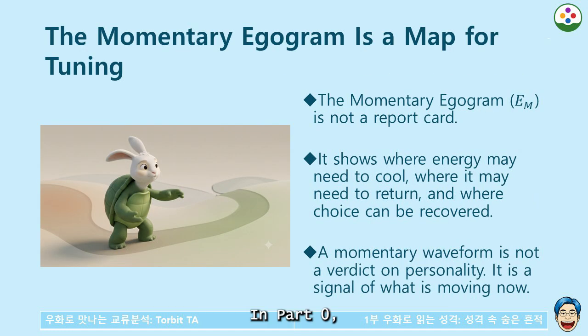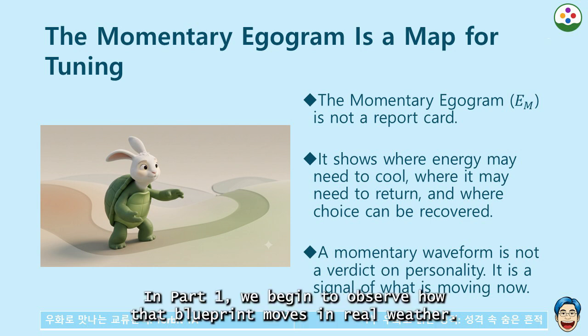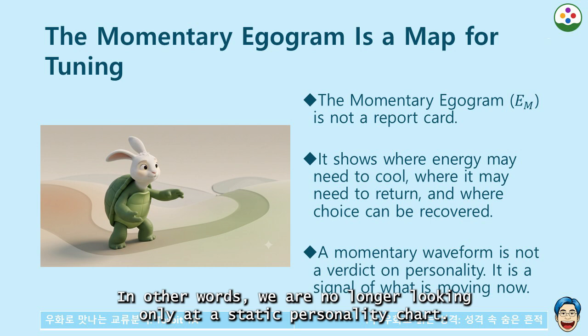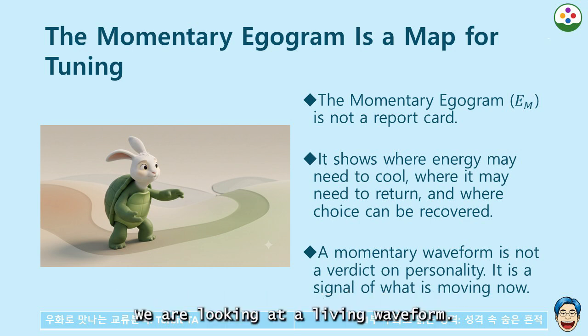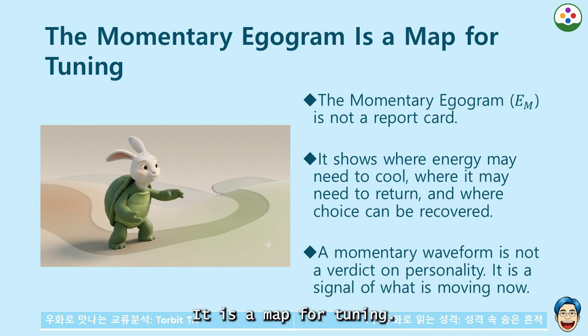In part 0, we practiced accepting the baseline egogram as our basic blueprint. In part 1, we begin to observe how that blueprint moves in real weather. In other words, we are no longer looking only at a static personality chart. We are looking at a living waveform. That is the main point of this section. The momentary egogram is not a report card that evaluates you. It is a map for tuning.